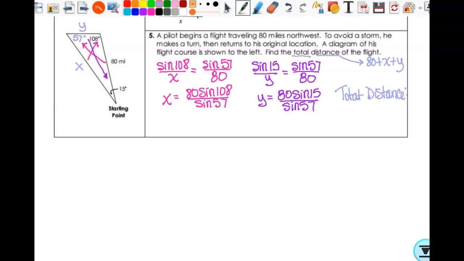And if you do it all correctly, you should get 195.409. Make sure that's what you get. Miles. Okay.